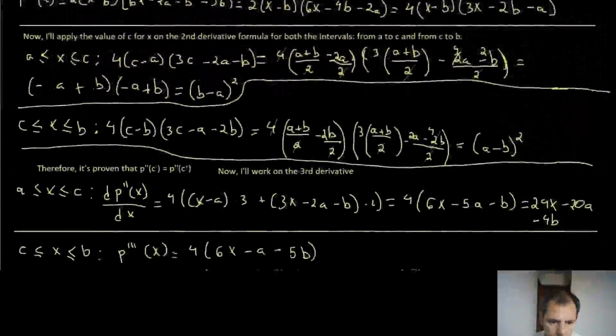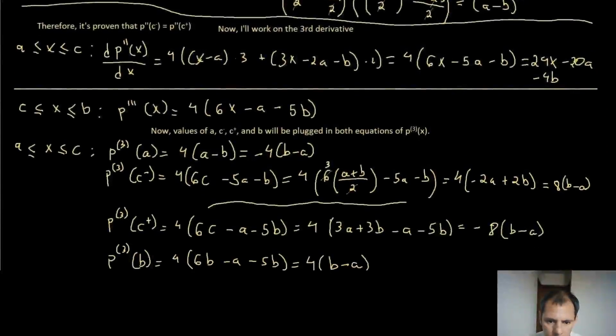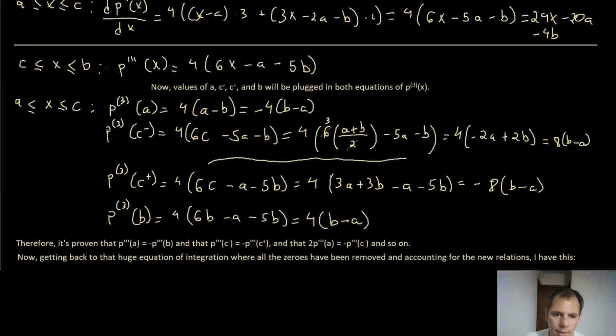So let's go back down there and work on the third derivative. And get this. After you work on the third derivative, you plug in the values of a and c minus in this one. You're not going to plug in the values of c plus or b in this formula. Why? Because this is for the values of a and c minus, from a to c. Now this one is from c to b, so this is going to be for c plus and b.